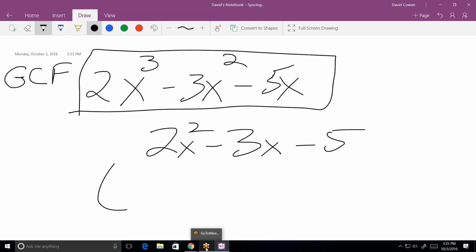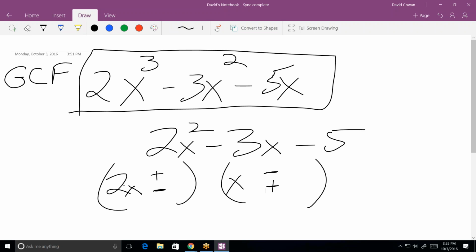Now, factoring this really is not that different than factoring an elementary quadratic. You still break up this to 2x and x. We still know the signs have to be opposite. The difference is, in this case, you have to allow for both plus minus and minus plus, because they're not going to be the same. As long as this coefficient is different than that coefficient, then if the signs are opposite, you have to account for both.